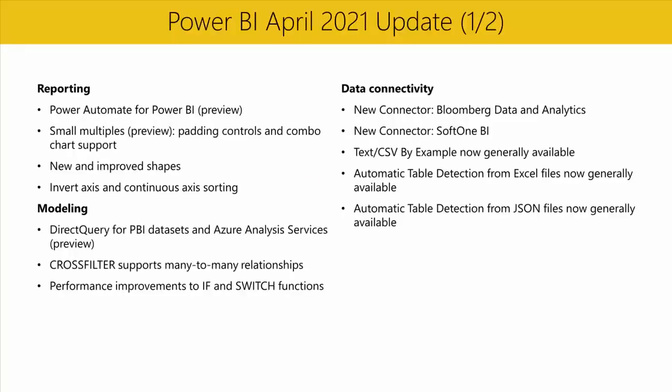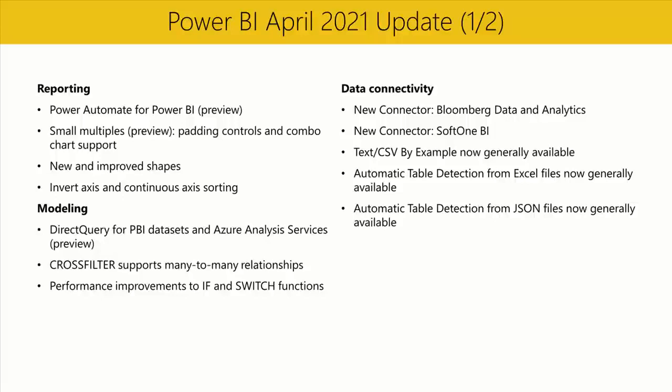Next, we're making 2 additions to the Small Multiples preview feature: padding controls and support for line and column combo charts. You'll find the padding controls in the grid layout card in the formatting pane, where you can adjust the grid padding slicer to automatically change all of the padding around your small multiples. Or you can turn on advanced padding options to adjust each padding element individually. You'll be able to control inner and outer column padding and inner and outer row padding.